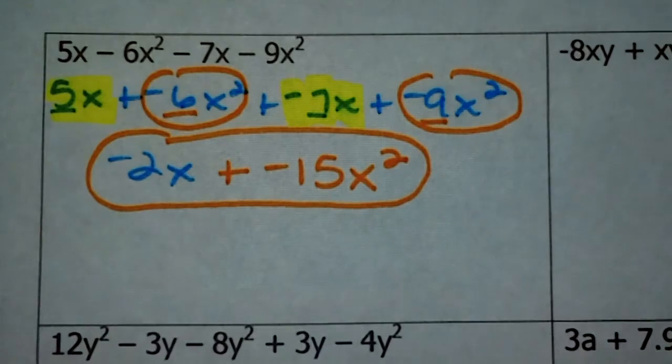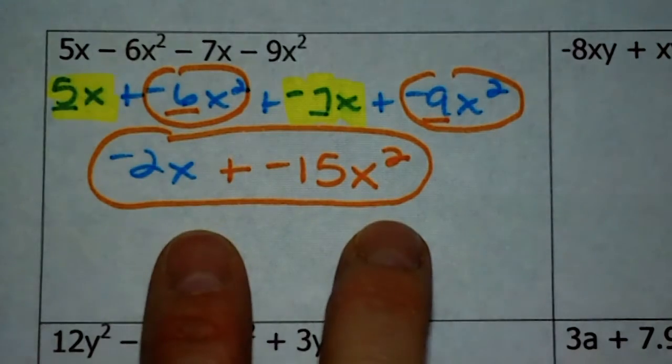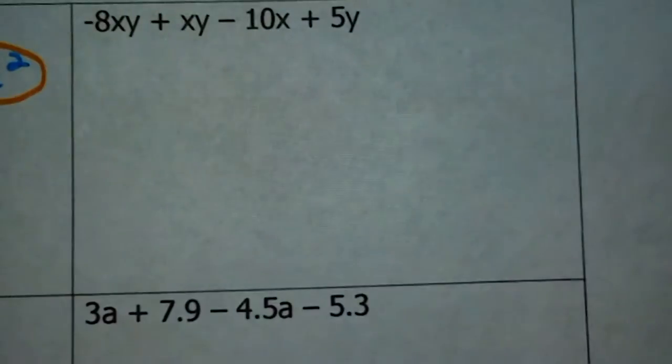I can't combine those to say negative 17x or negative 17x squared because I don't have all x squareds and I don't have all x's. I have two separate pieces here. Those are not like terms. All right, move over to the next one.